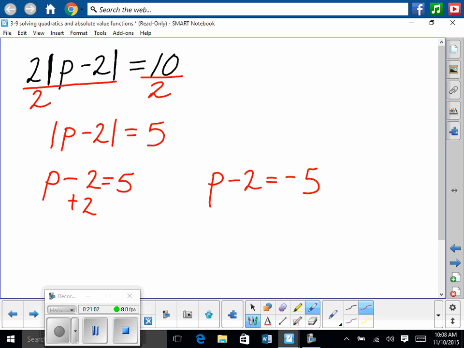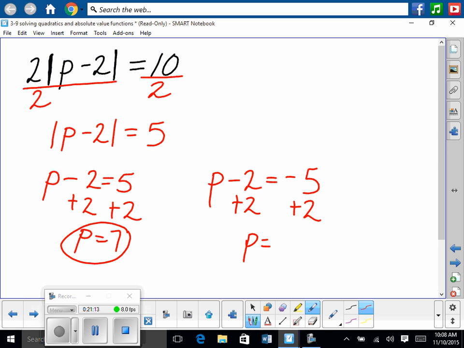Add 2, so p is equal to 7. There's one of our answers. Add 2, p is equal to negative 3. Does everybody understand? Right, so we have 2 answers.